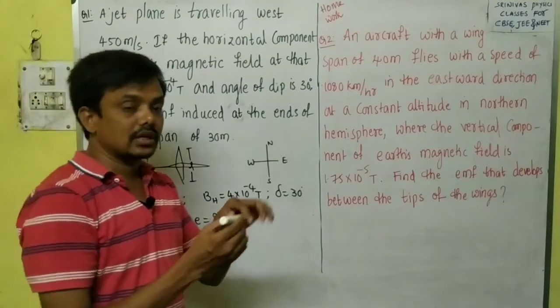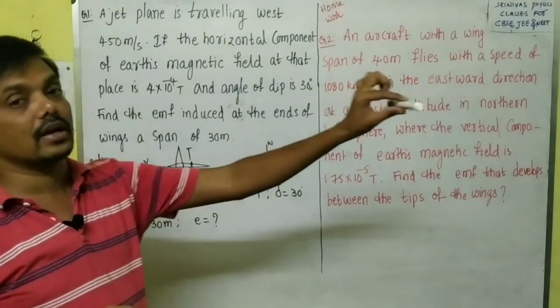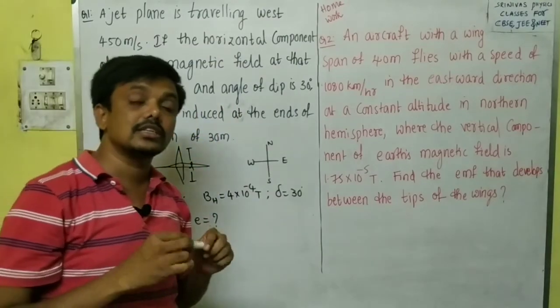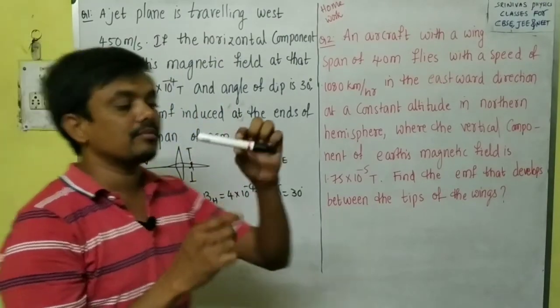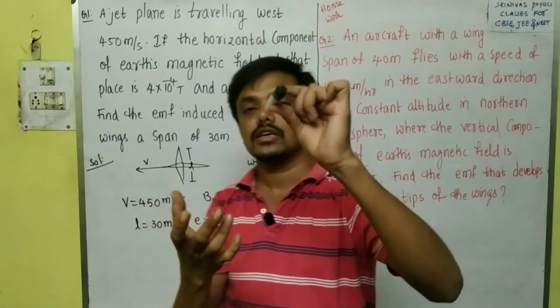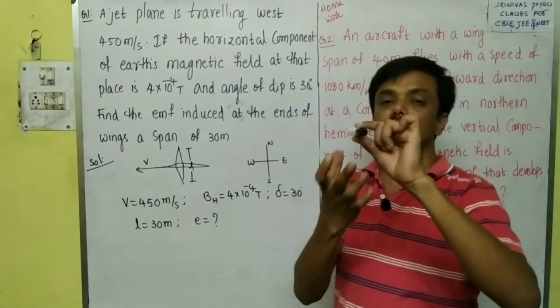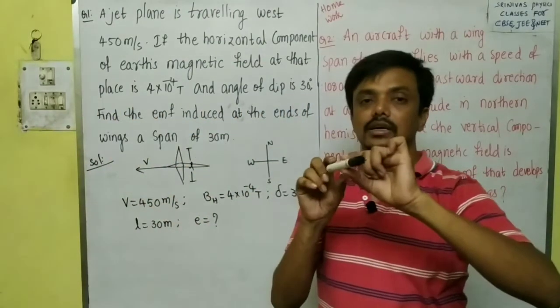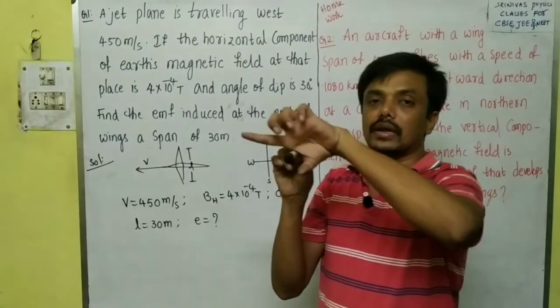Actually, we know that the induced EMF will be generated when length, field and velocity, these three, are perpendicular. For example, this is the span. For example, this is a sketch pen, we can take it as the wing span, okay, and it is moving to the right side like this, right? And length and velocity are perpendicular.